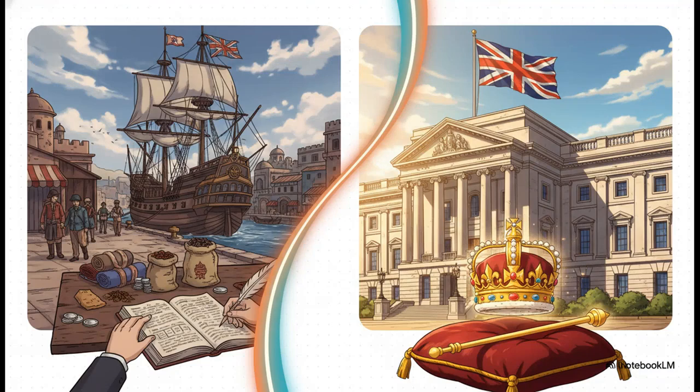And the change was total. Before this act, India was run by a private corporation. I mean, think about that. After 1858, it was ruled directly by the British Crown. The takeaway is simple. The company was out and the Queen was in.